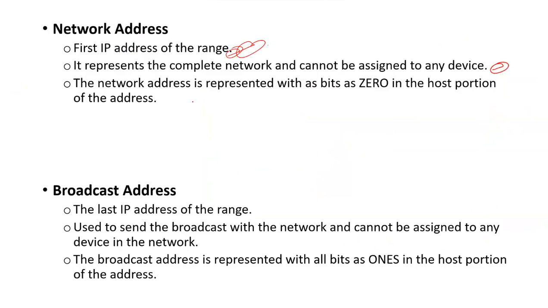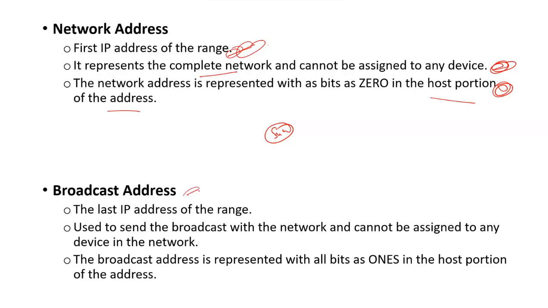Here we have the network portion and the host portion. We'll discuss that in the next class. The host portion and network portion come in the subnet mask calculation. I'll tell you about this point in the coming classes. For now, it's the first IP address, it can't be assigned to anyone, and it represents the complete network.